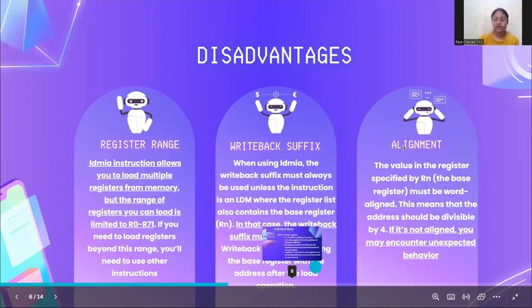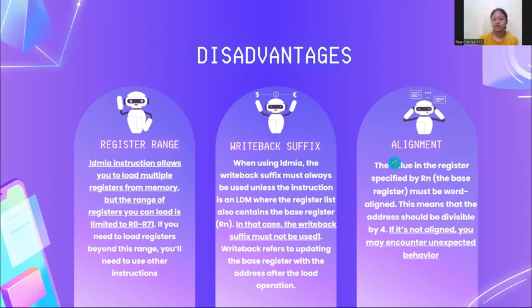The third disadvantage is alignment. The value in the register specified by the base register must be word aligned. This means that the address should be divisible by 4. If it's not aligned, you may encounter unexpected behavior.